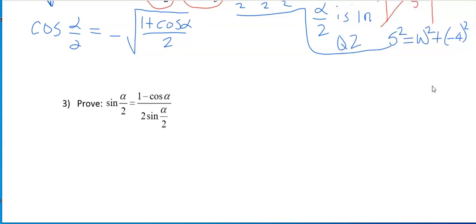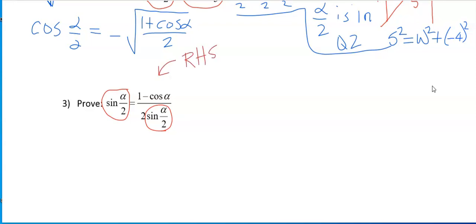Well, if you look at it carefully, everybody, you have to prove that the sine of alpha over 2, that's a half angle, isn't it, is equal to 1 minus cosine alpha divided by 2 times the sine of alpha over 2. Again, look at that. Alpha over 2 again, that's a half angle again. Now, obviously, I think the more complicated looking side is the right-hand side this time.